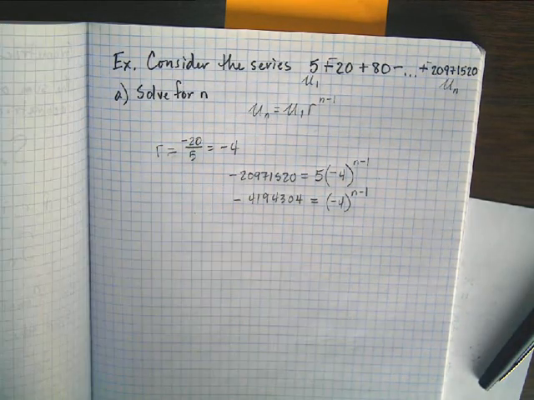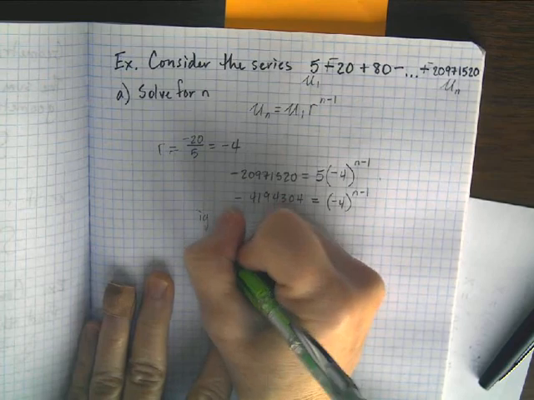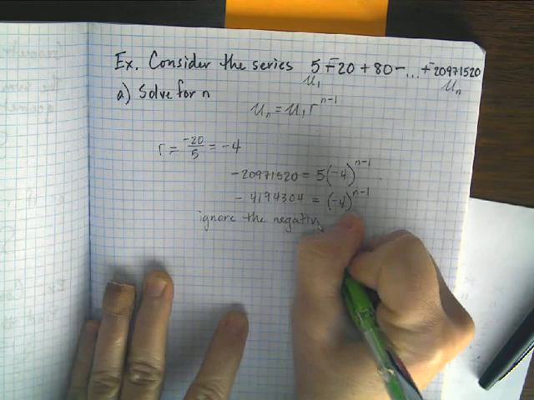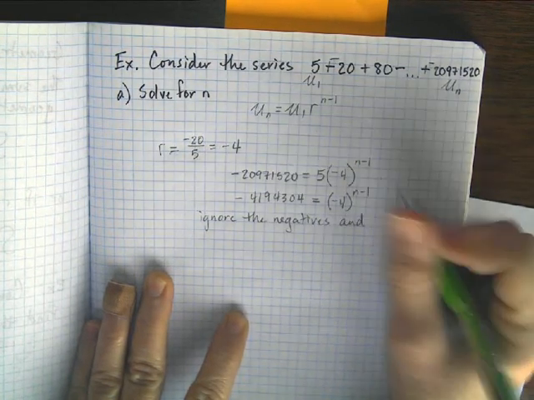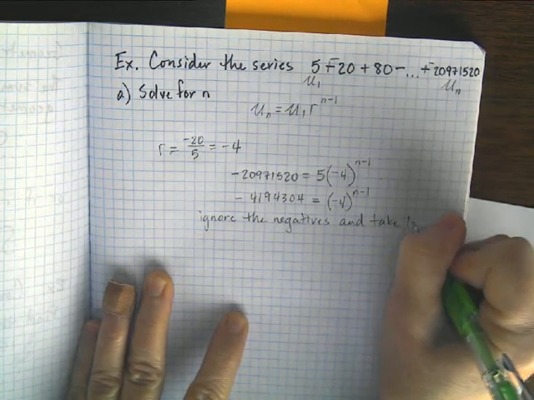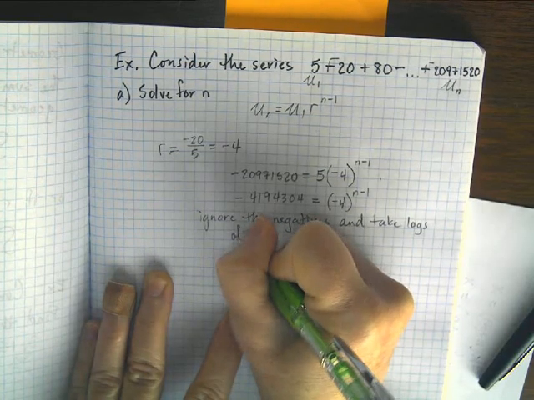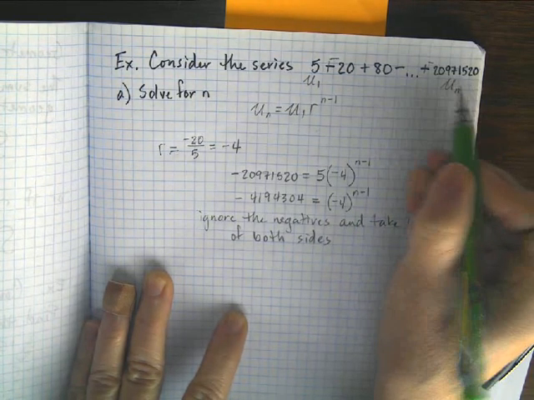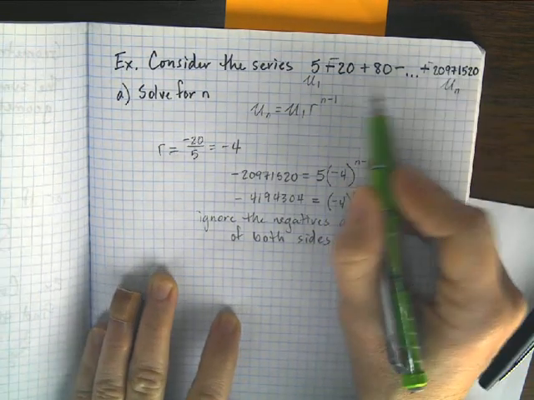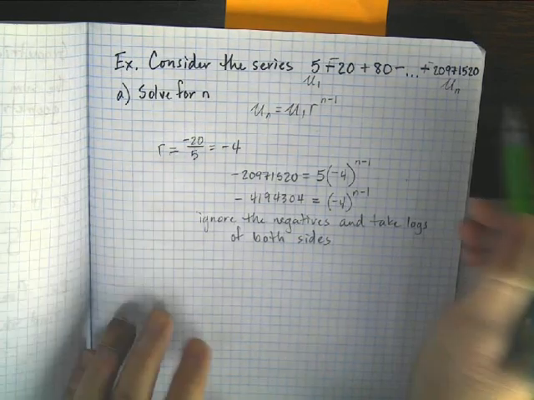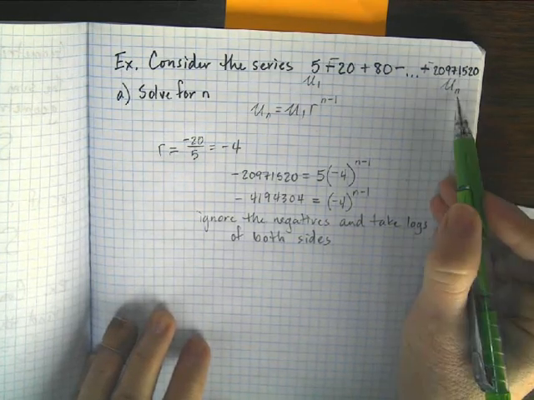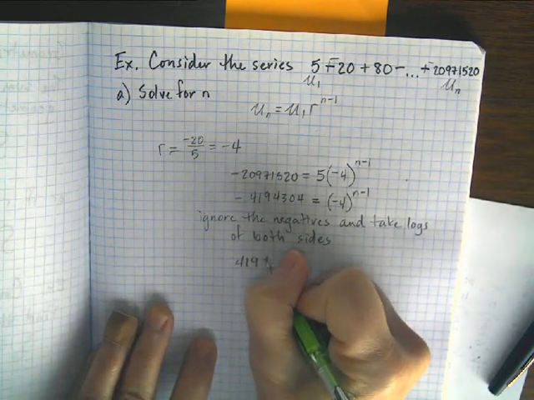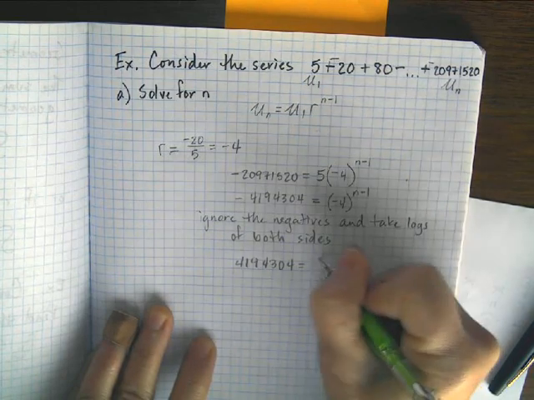So I'm going to ignore the negatives and take logs of both sides. Because we can get this number if they were all positives, or with the flip-flopping negatives, it really doesn't matter. This is still going to be the same term number. The n is still going to be the same. So I'm going to rewrite this as 4194304 is equal to 4 to the n minus 1.